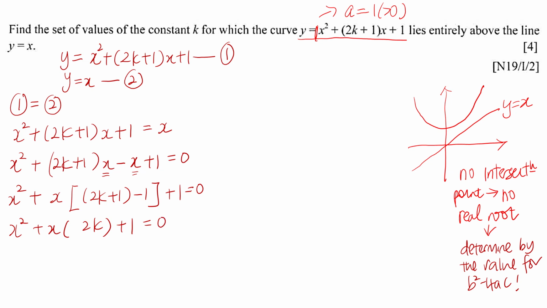All right, so I'm going to compare it with the general form for my quadratic equation. The coefficient of x squared is a, so in this case a is equal to 1. b is the coefficient of x, in this case 2. And c is equal to 1.